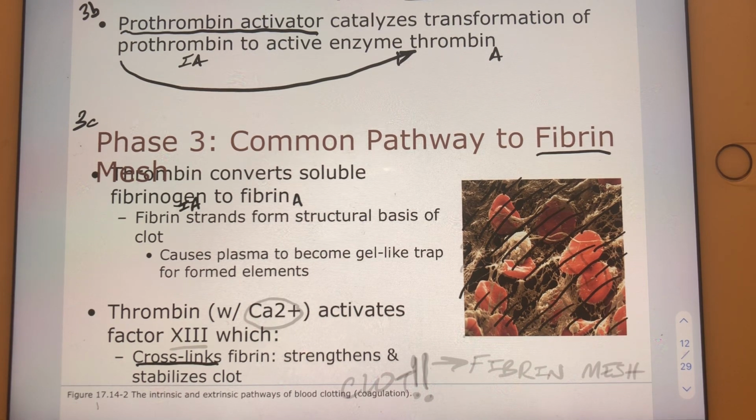However, these fibrin threads, if you will, they're not cross-linked. So this could be a more stable clot. Probably should not have used that word, and I'll tell you why soon.